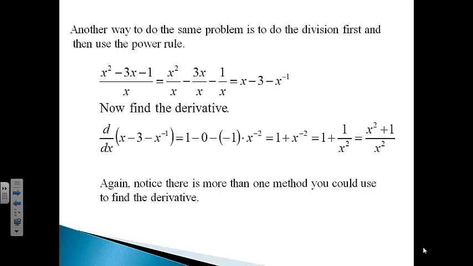So a lot of times there's more than one method that you can use now that we know these different rules, and you have to decide which one is the fastest and which one is the most efficient way to go.